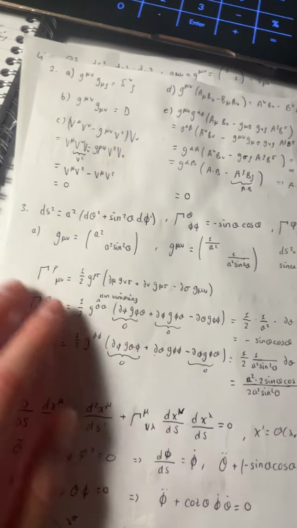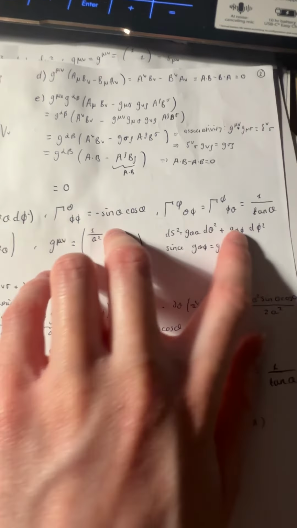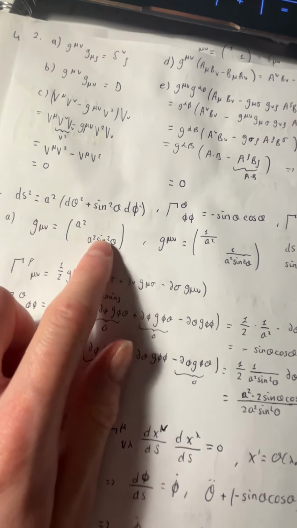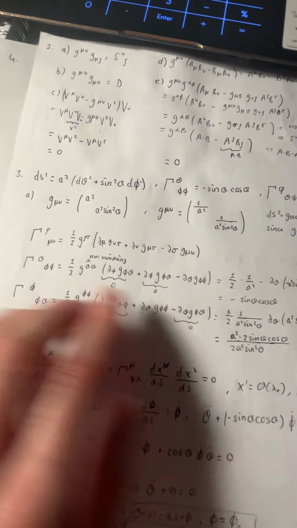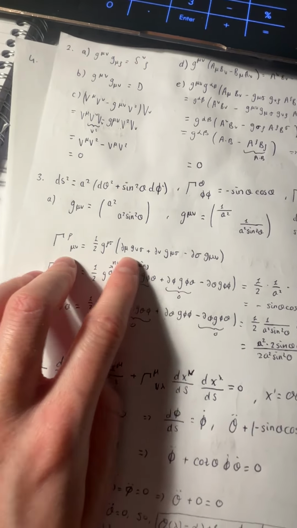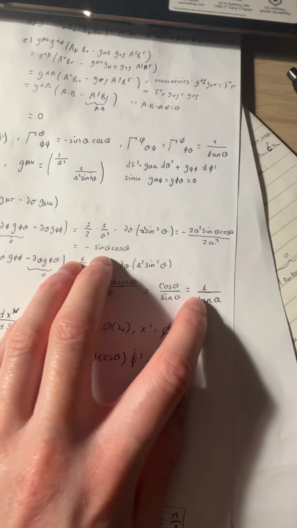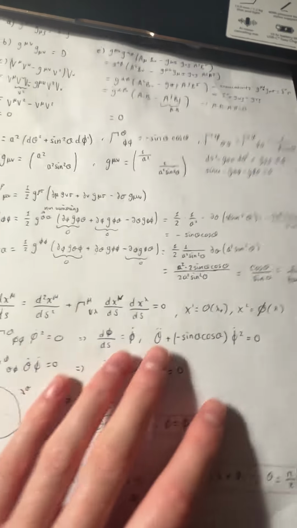That's our answer. In question 3, we're trying to show that these are the non-vanishing Christoffel symbols. So again, we look at the line element, we find the metric, the inverse metric, we follow this equation for the Christoffel symbols to verify that yes, these are indeed our non-vanishing Christoffel symbols.